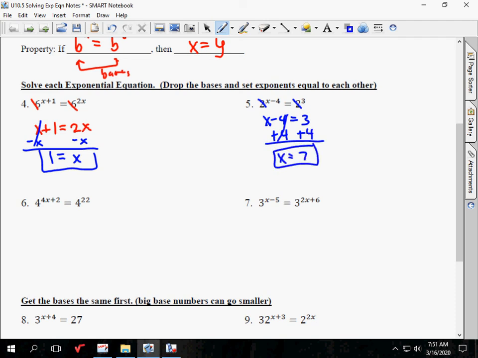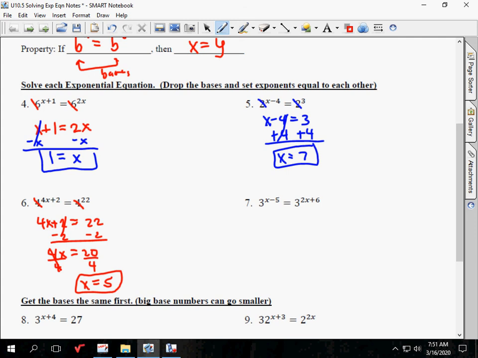All right, number 6. The bases are the same, so we can cancel them out. Set the exponents equal. 4x plus 2 equals 22. And here we'll subtract the 2 over. We get 4x equals 20, and then divide by 4. We want to simplify our fraction, so x equals 5.